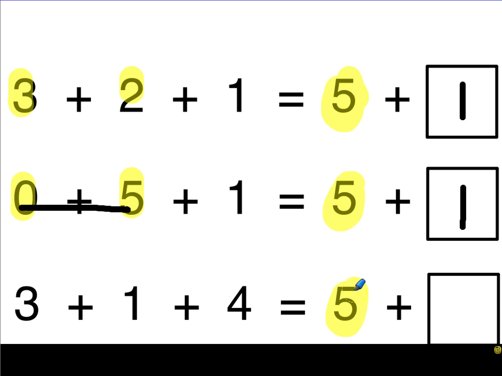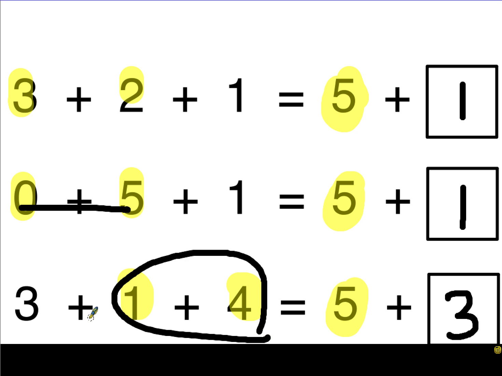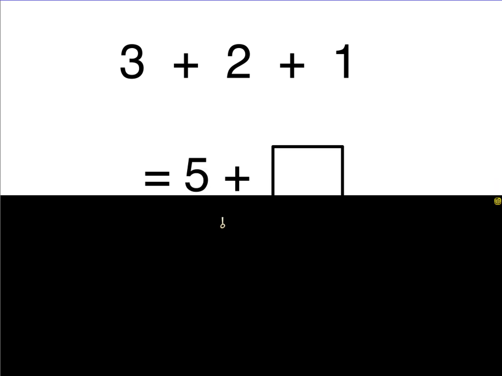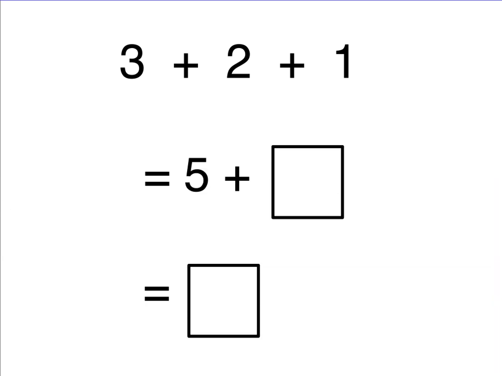5 on this side. Which two numbers make 5 on this side? 5 on this side. So here we have a 5. 5 is the same as 5. What number is the same? 3. So 5 plus 3 is the same as 5 plus 3. Why do we need to do that? Because it helps us with adding.